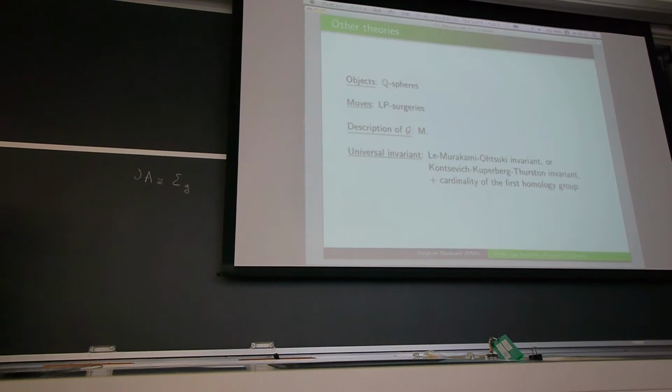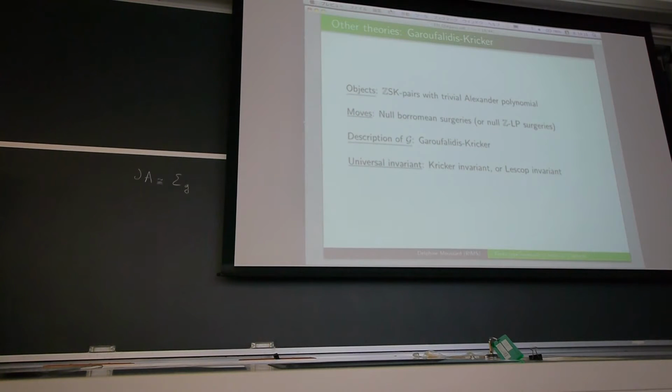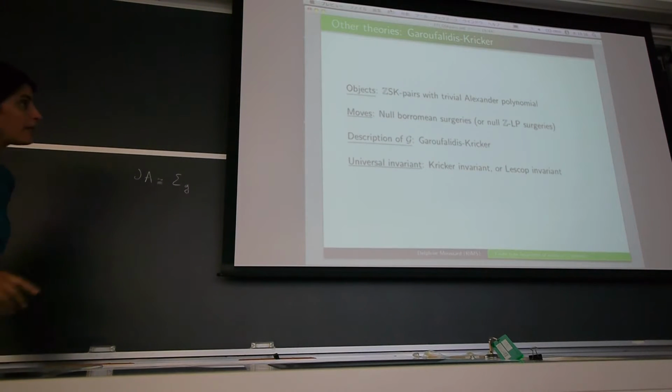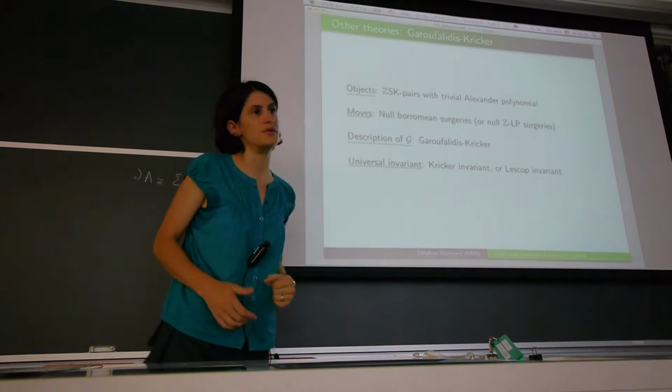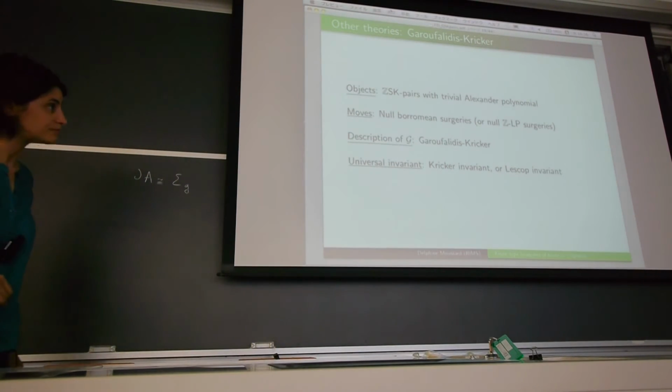Okay, so now a theory concerning knots in homology spheres. This theory is due to Garoufalidis and Kricker, and it's defined for any ZSK pairs. ZSK pairs are knots in integral homology spheres, and the graded space has been described in the case of ZSK pairs with trivial Alexander polynomial. The move considered here is either null Borromean surgeries or null ZLP surgeries, so as before we have this choice.